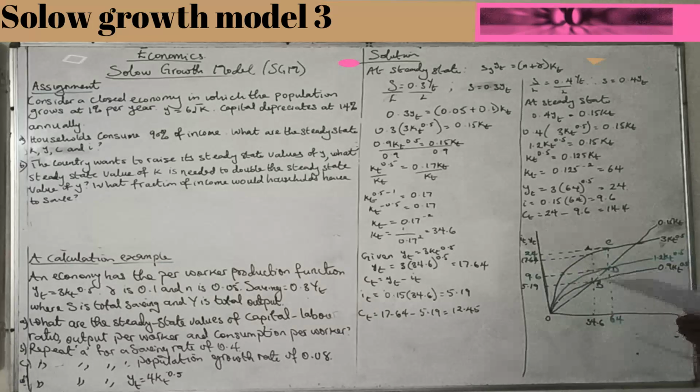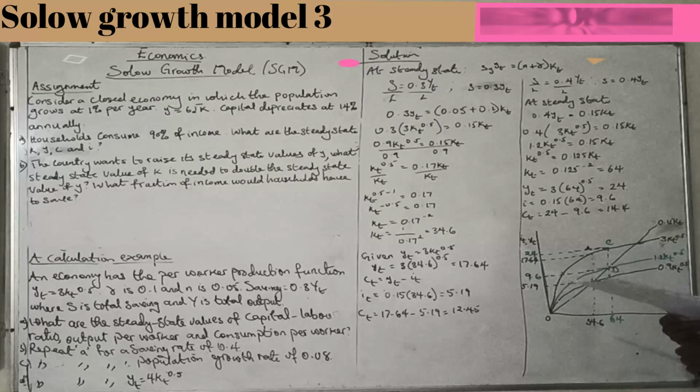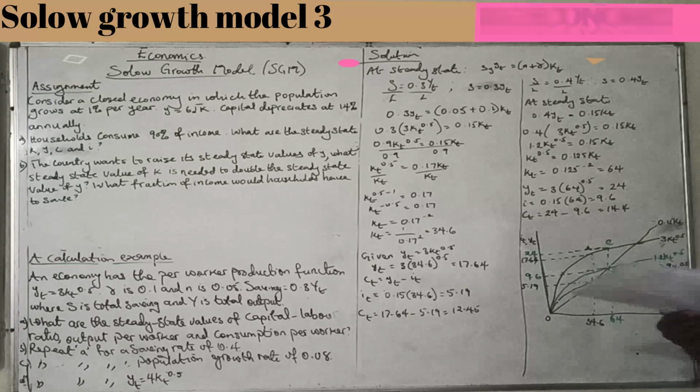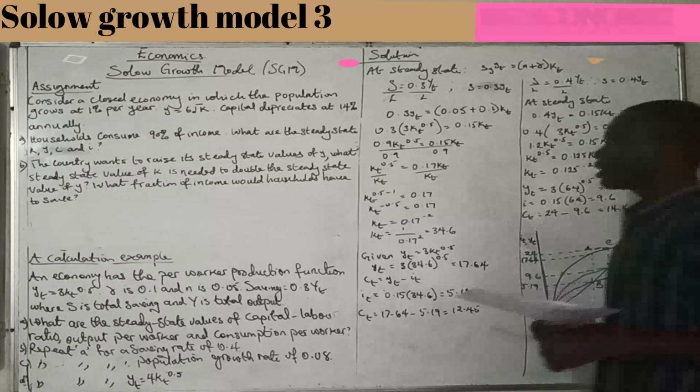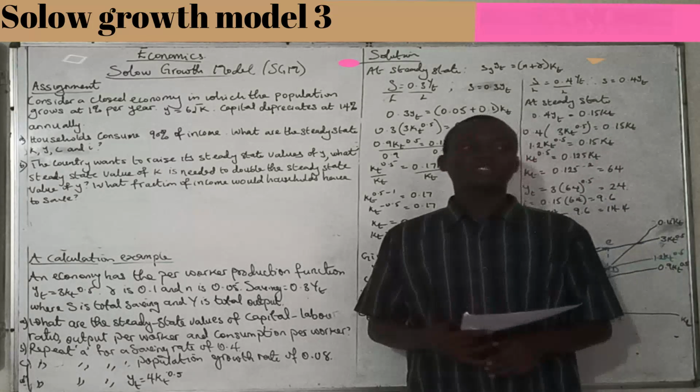Now the country wants to raise its steady state value of Y. What steady state value of K is needed to double the steady state value of Y? And what fraction of income would households have to save to achieve that?